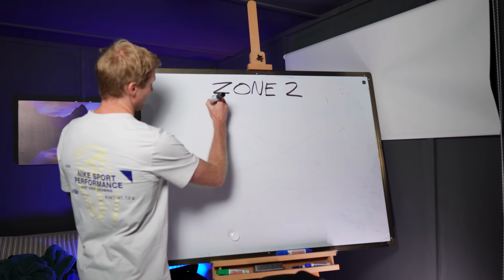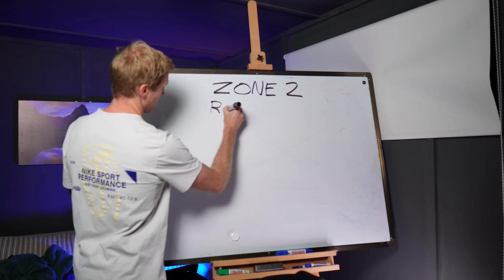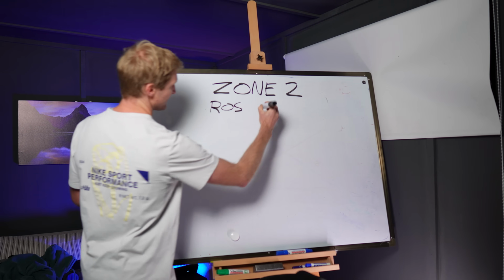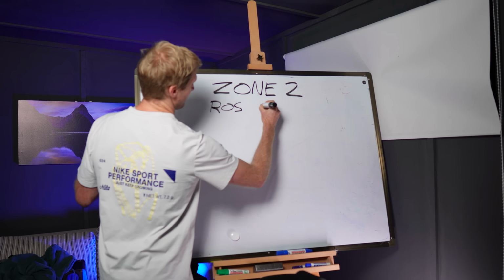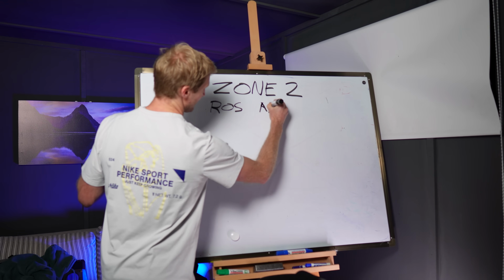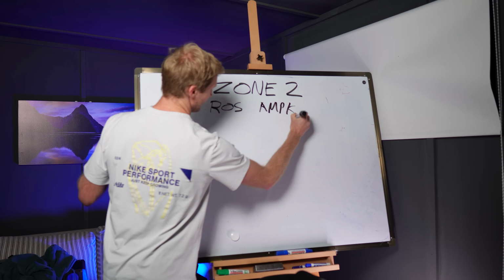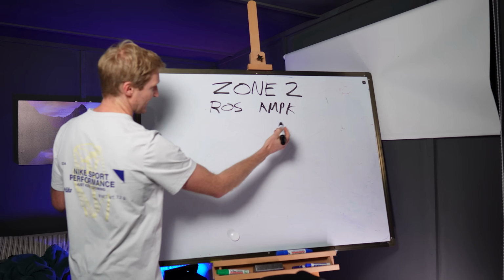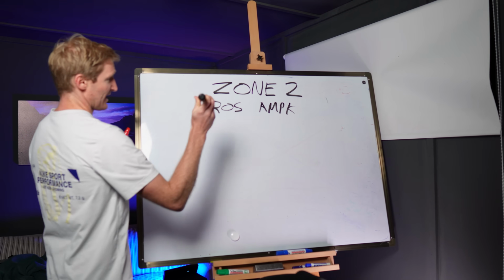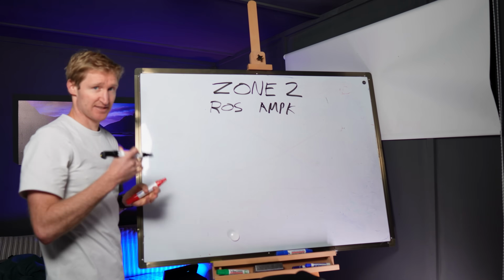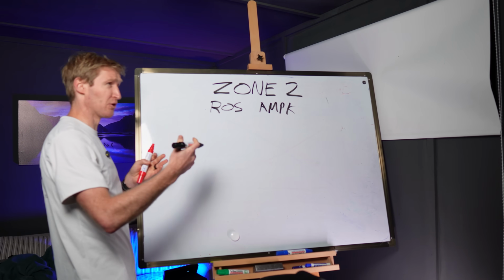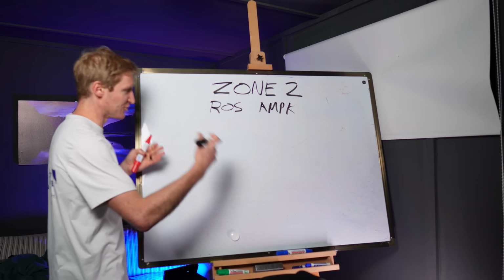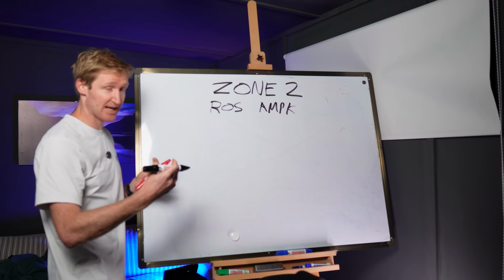So then we have what's called ROS, reactive oxygen species, and adenosine monophosphate kinase, AMPK. Now these are signaling molecules that induce a metabolic adaptation.